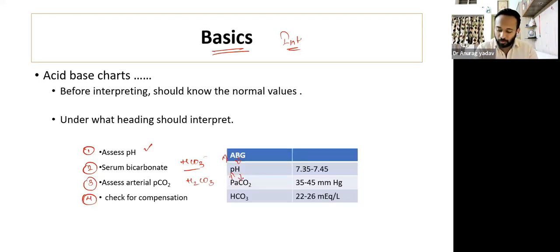Before we go, we should know the normal values. The normal pH is 7.35 to 7.45. The normal partial pressure of carbon dioxide is 35 to 45 mmHg. And the normal bicarbonate level is 22 to 26. We are taking this reference range.